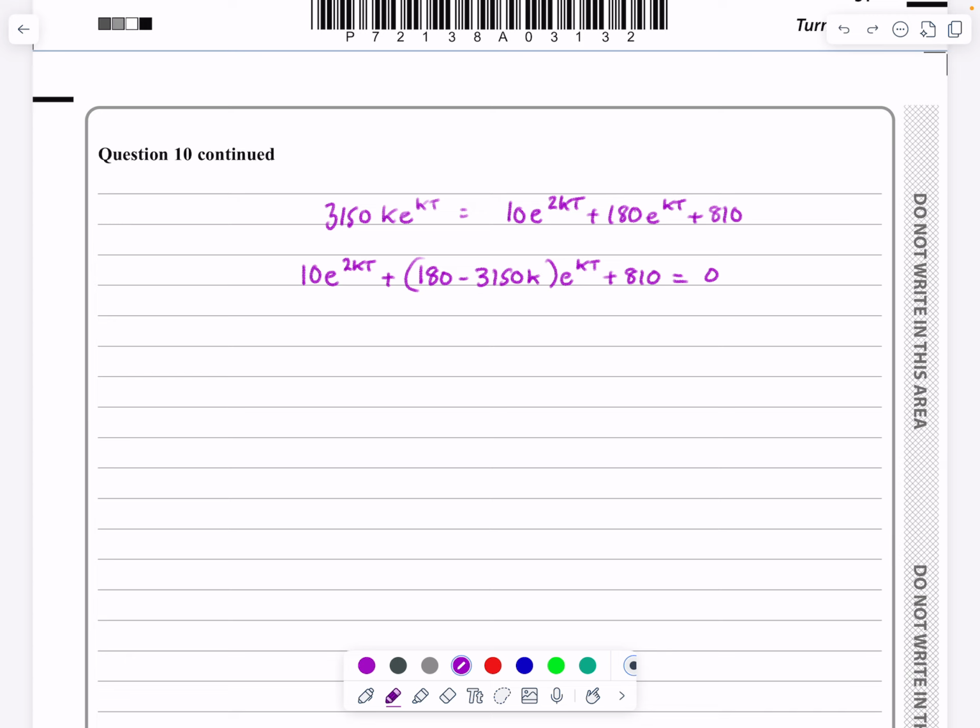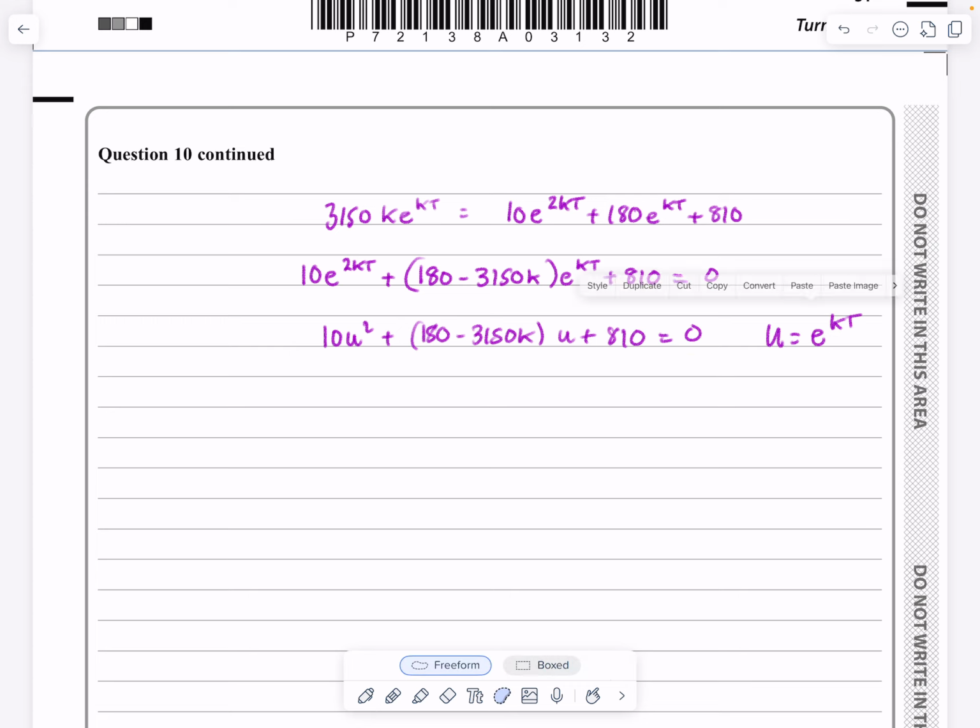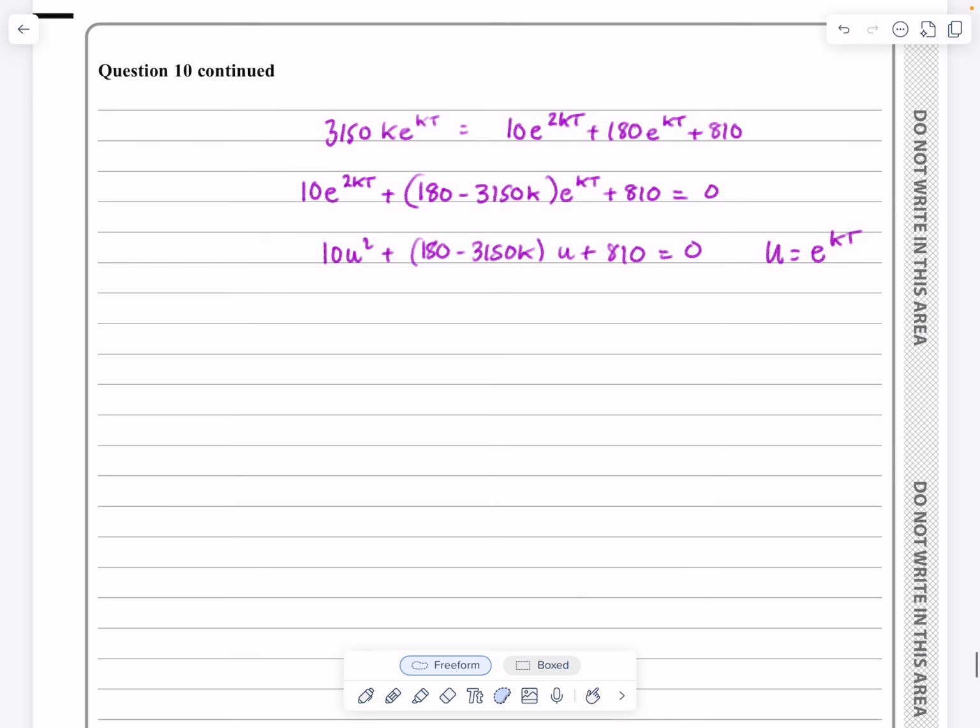Why is this a quadratic equation? Because if we assumed that u was equal to e^kt, then I've actually got 10u² plus (180 minus 3150k)u plus 810 equals 0, if we made that assumption up there. So what I'm going to do is to try and solve that quadratic equation. It doesn't factorize, clearly.